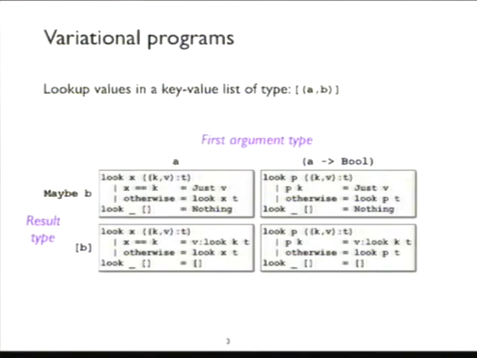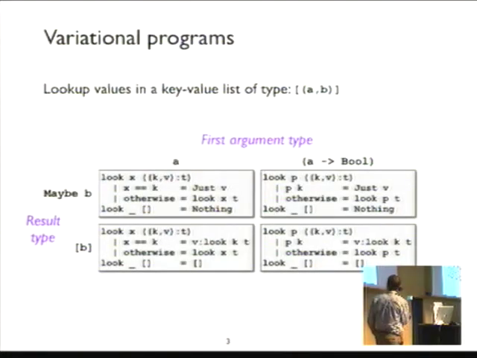So here is a simple variational functional program in a Haskell-like language. This is 4 variants of a function for looking up values in a list of key value pairs. And we can vary this function in 2 different dimensions. First we can vary the argument type, so we can either give it an example key to look up, or we can give it a predicate on the keys. We can also vary the return type, so we can either return the first value that's found, if any are found, as a maybe, or we can return a list of all of the values that are found.